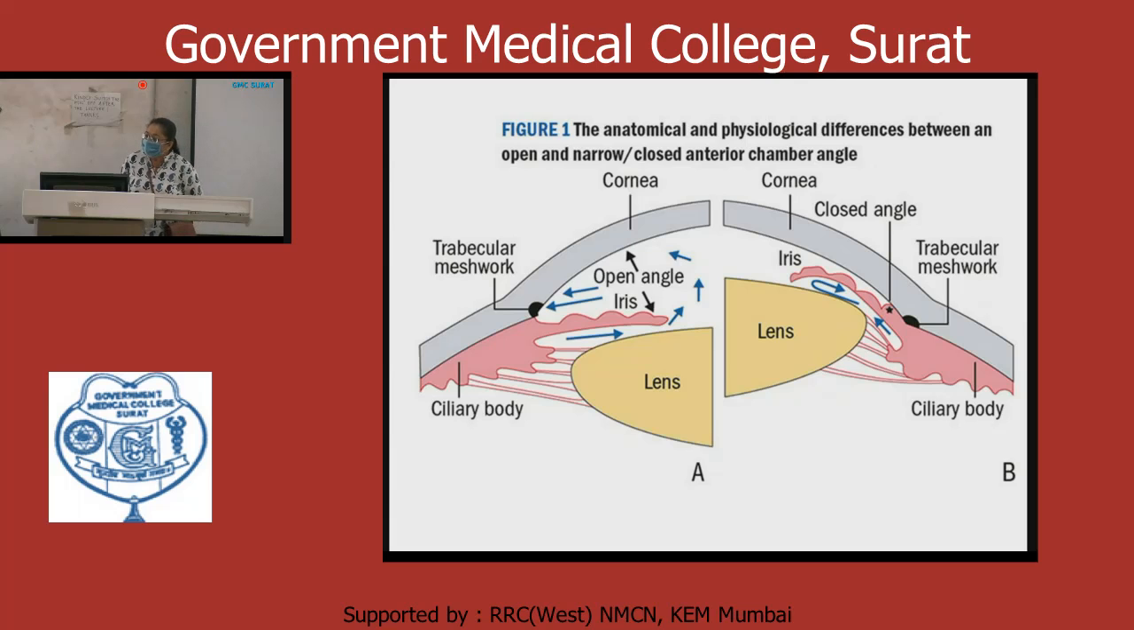So when pupillary block is there, the angle can be occluded by the iris bombé mechanism. Now you can understand what pupillary block and iris bombé are. Without pupillary block, what will be there?